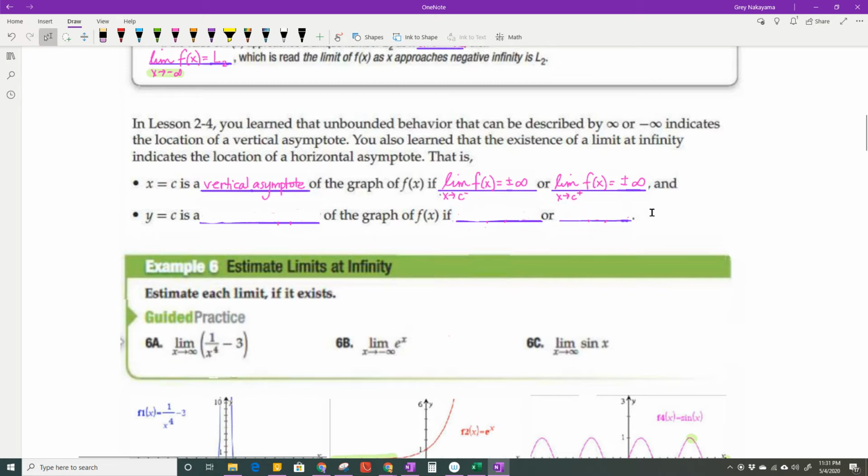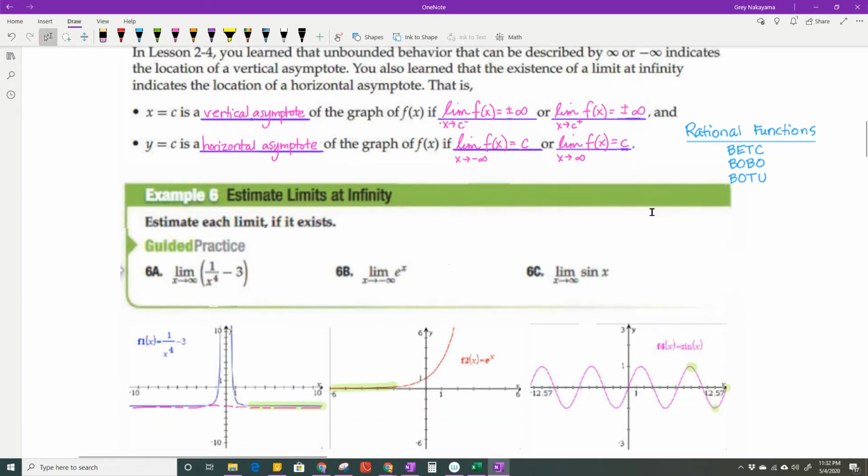The other one you'll have is not x equal to c, but y equal to c, and that would be a horizontal asymptote. In this case, our c and infinity switch places, and we're asking what the left arrow is doing. So what is the limit of the function as x approaches negative infinity equal to some value c? What is the limit as x approaches positive infinity, is it c also? That's when we have a horizontal asymptote. And we talked about that a lot when we talked about rational functions, and that's when we used Betsy, Bobo, and Botu, which I will talk about more later, but it's just nice to see the connection when we're looking at the graphs.